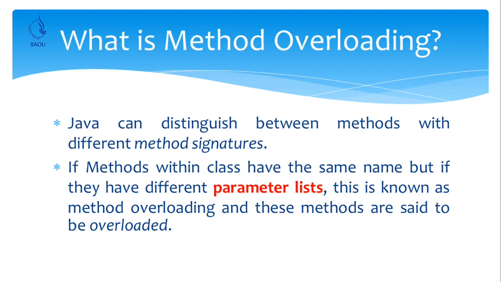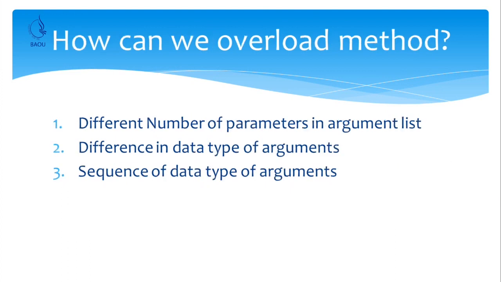Java can distinguish between methods with different method signatures. The prototype for a method is called a signature in Java. If methods within a class have the same name but take different parameters, then this is known as method overloading, and these methods with the same name are said to be overloaded. That means we have the same method, but with a different number of parameters, which is known as method overloading.